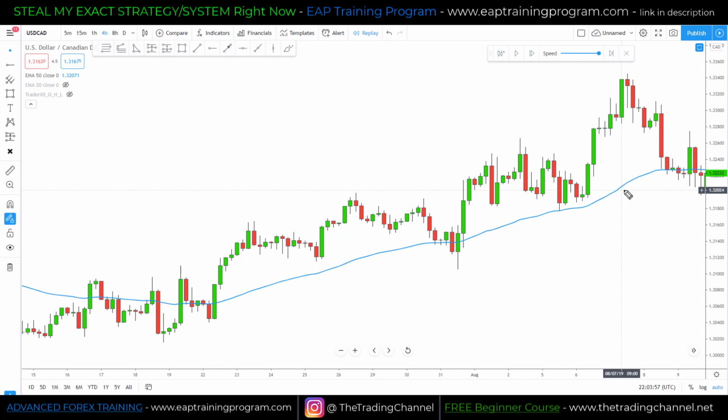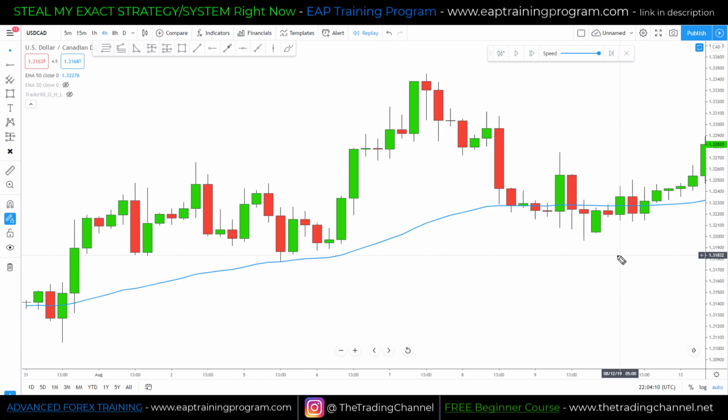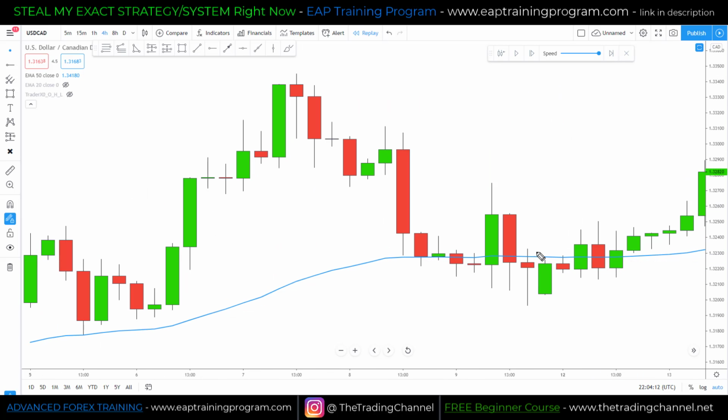So the rules for this would be, I consider the market in an uptrend as long as we're trading above the 50 EMA. And I consider that uptrend to be valid until we get a candle that does not touch whatever EMA you're using. For us, it's the 50 right now. And then another candle that closes below that candle gives me confirmation that we are no longer in an uptrend.